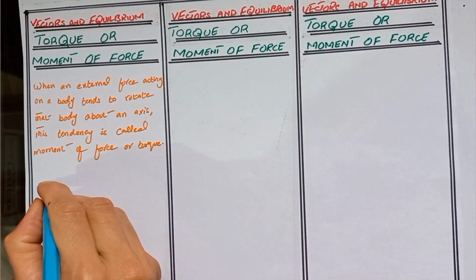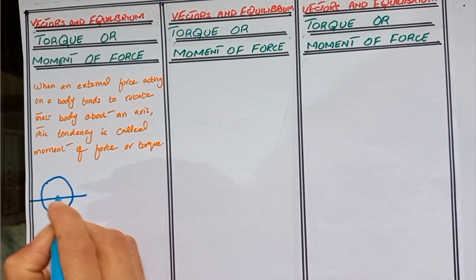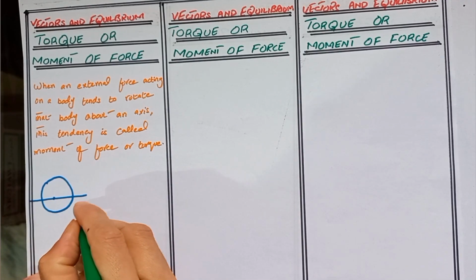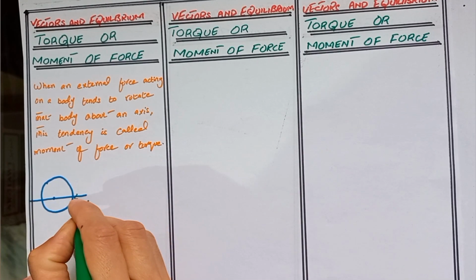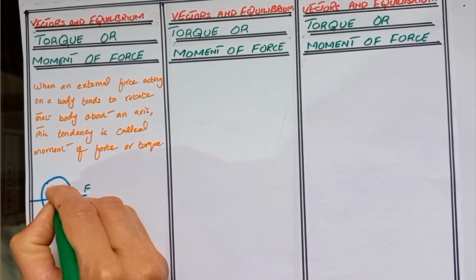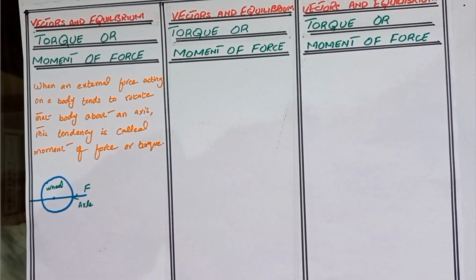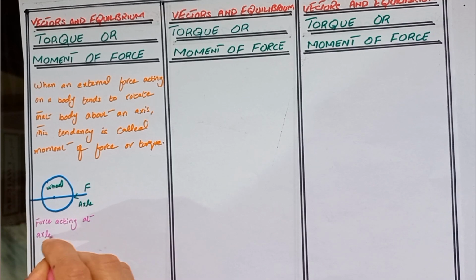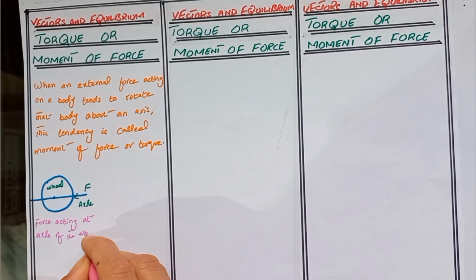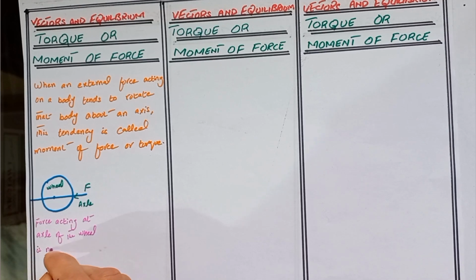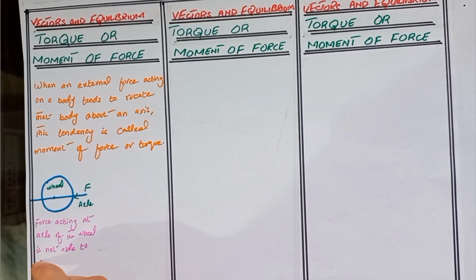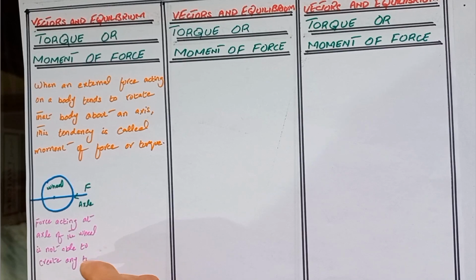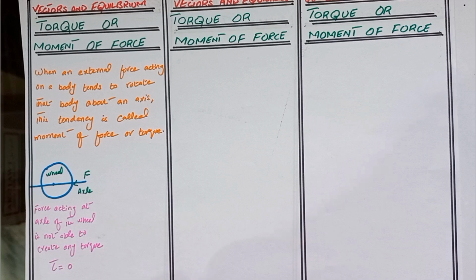Here we take the example of the wheel. This is the axle of the wheel. If we apply a force on the axle of the wheel, here we write that a force acting at the axle of the wheel is not able to create any torque. So the torque is equal to 0.